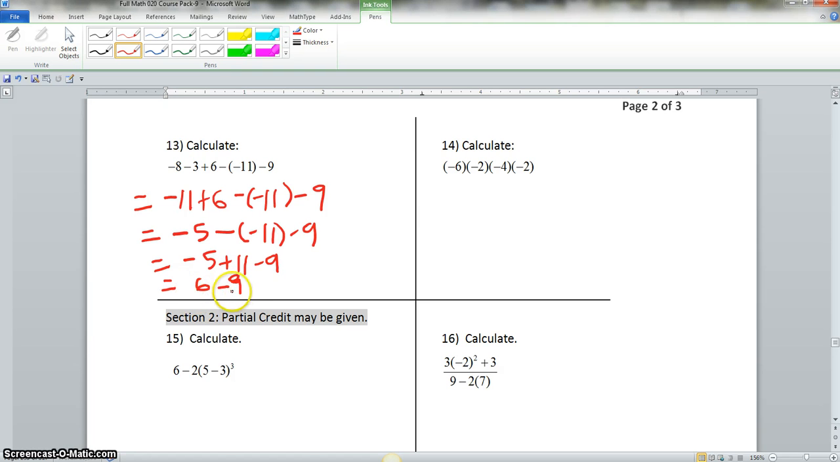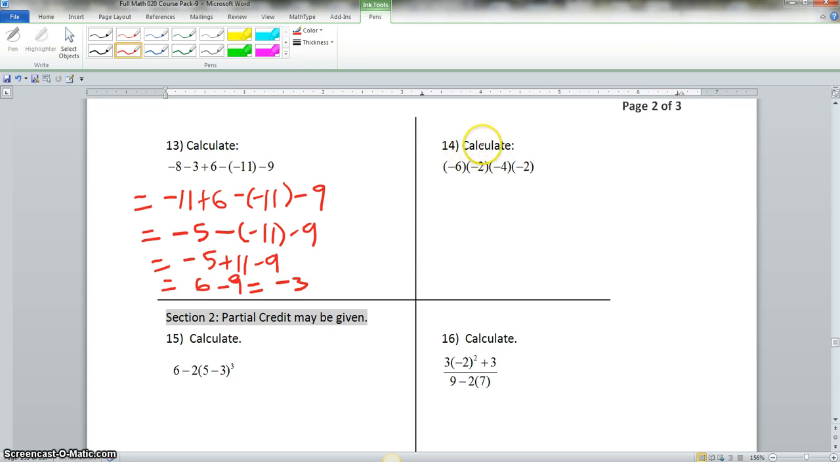Now, when we look here, we have 6 minus 9. This is a positive 6 minus 9. Now, we know 9 is larger than 6, so we would carry the sign of the 9, which would be negative. And we know when we subtract 9 and 6, that will give us 3. So our final answer here is a negative 3.